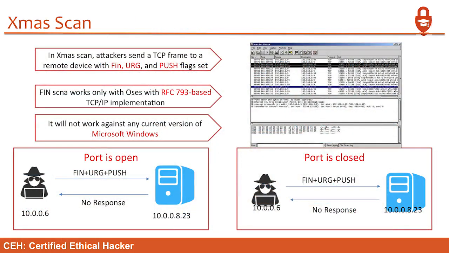A Christmas scan. In a Christmas scan, attackers send a TCP frame to a remote device with the FIN, URG, and PSH flags set. That's a Christmas scan. We light it up like a Christmas tree. FIN, URG, PSH. FIN scan works only with OSs with RFC 793 base. So there's going to be some variation depending on what standard they're adhering to, okay? So it will not work against the current version of Microsoft Windows. So it works on older systems, and you get some intrinsic differences between Linux and Windows.